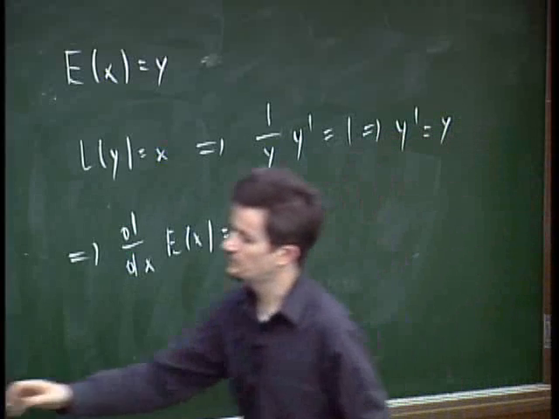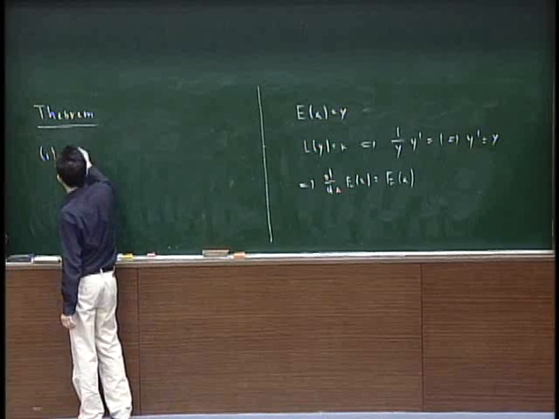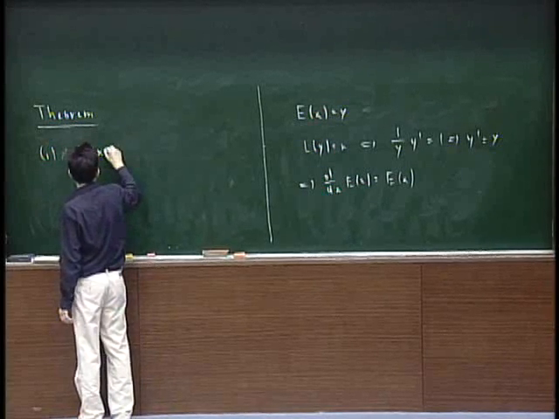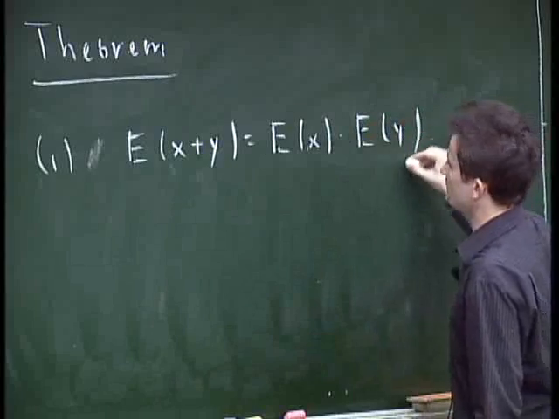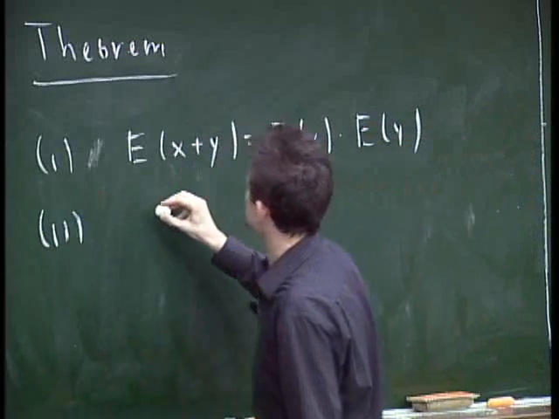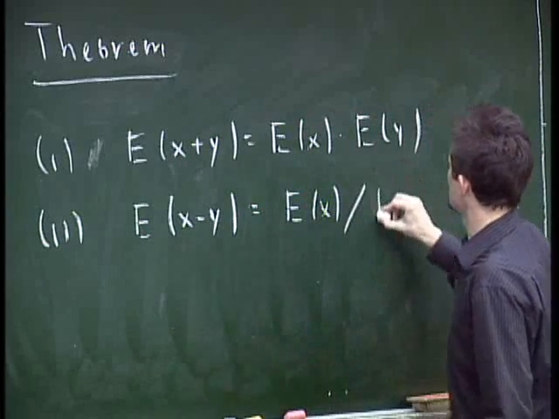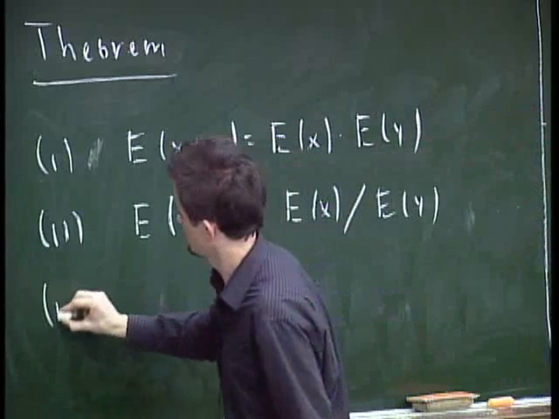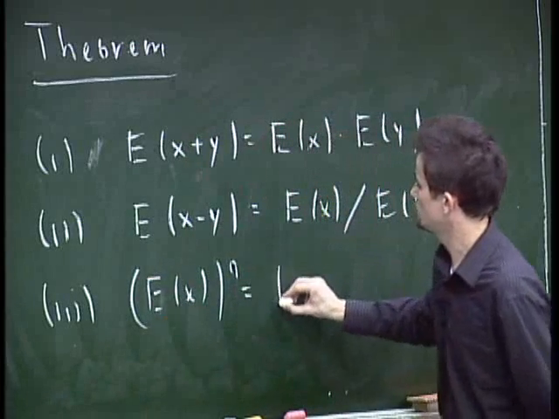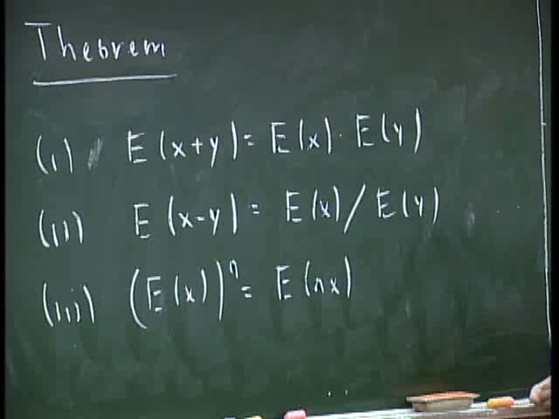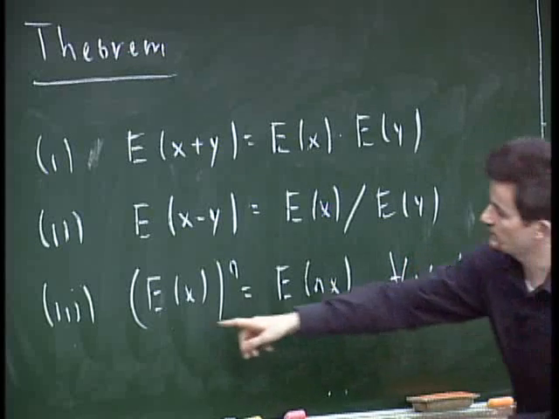Also, you can easily prove the well-known properties of e to the x. You easily prove that e to the x plus y is equal to E of x times E of y. You prove that E to the x minus y is equal to E of x over E of y. And you prove that E of x to the r is equal to E of r x. Of course, here you have to assume that r is rational, because otherwise this symbol might not be defined.